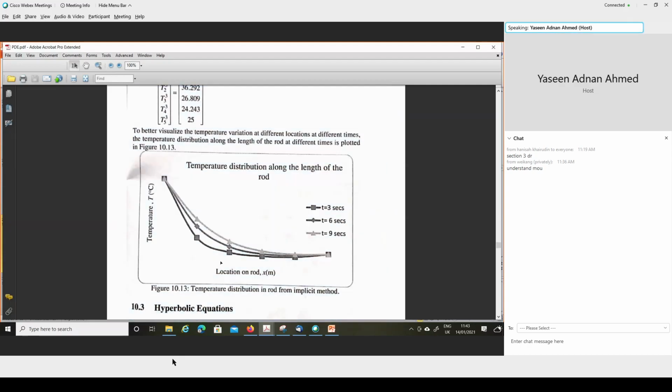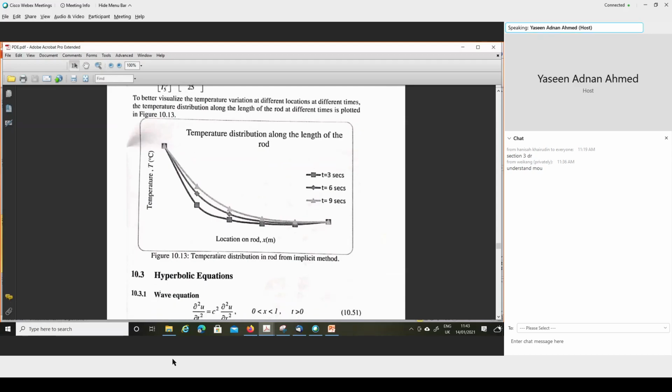But as I said, you will need the implicit method when there is a problem regarding stability. Okay, so stability means you have to tune alpha, del t, and del x squared in such a way that the value should be less than 0.5.